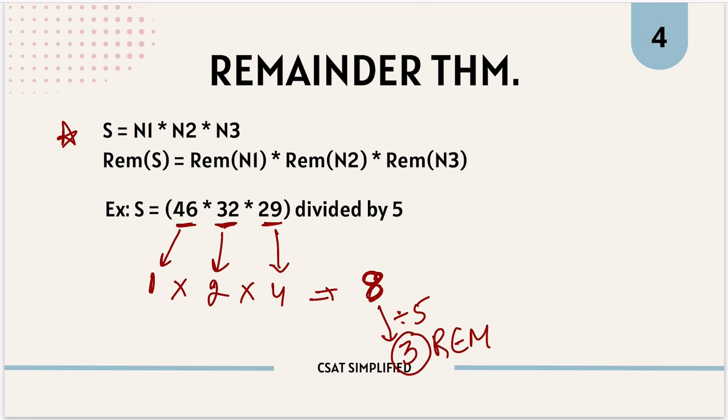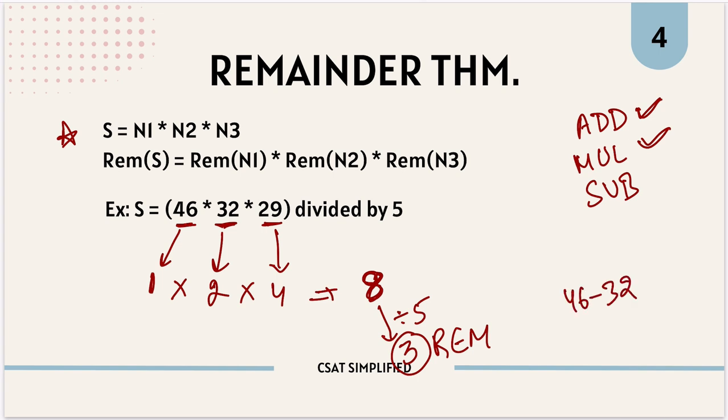Now, I want to give you one more last tip. Addition we have already learned. Multiplication we have already learned. Subtraction means if three numbers are 46 minus 32 minus 29, whatever you want, three numbers are subtracted. You can use the remainder theorem here as well, by calculating the individual remainders and just using the same sign. But this theorem fails in the case of division. Just remember that this cannot be applied to division. It can only be applied to addition, multiplication and subtraction. I hope this is clear. Now moving on to the next part.